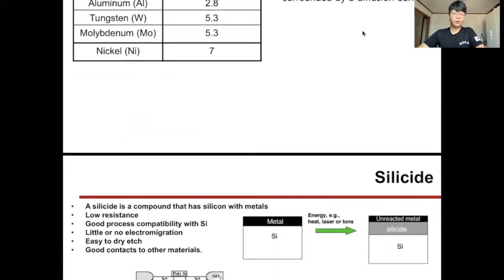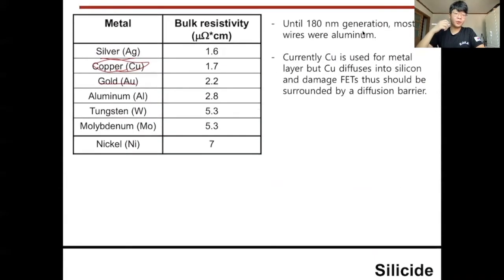When we use copper, we have to use barrier materials like tungsten, molybdenum or nickel. Those have very low conductivities. However, we should use them for device performance, device continuity, and good lifespan.